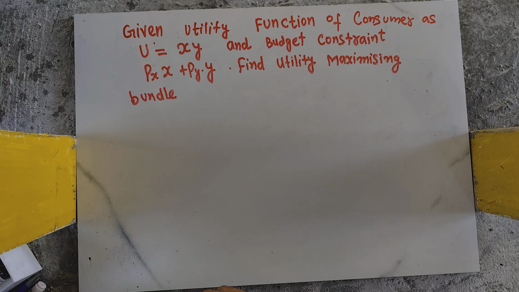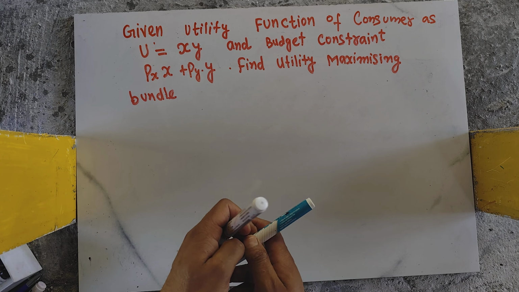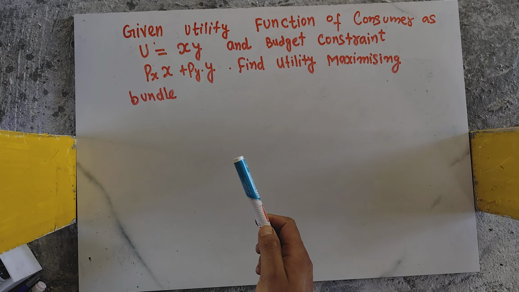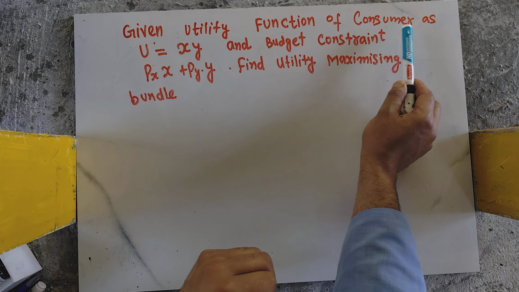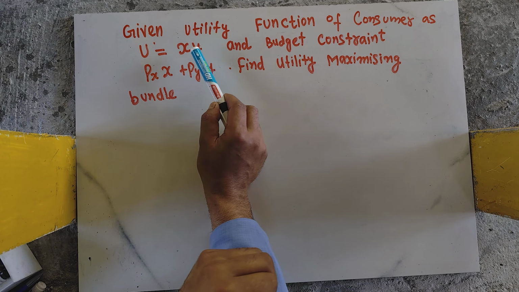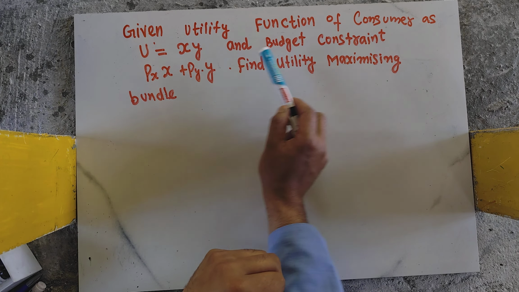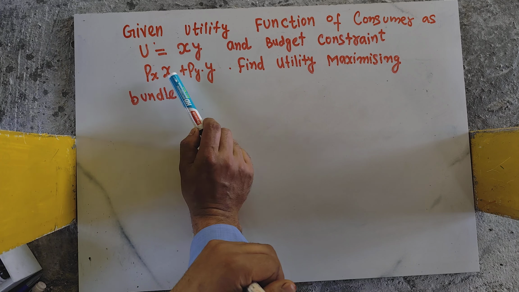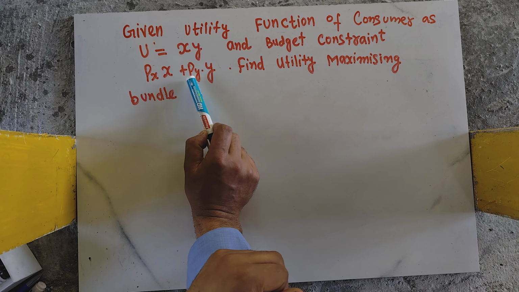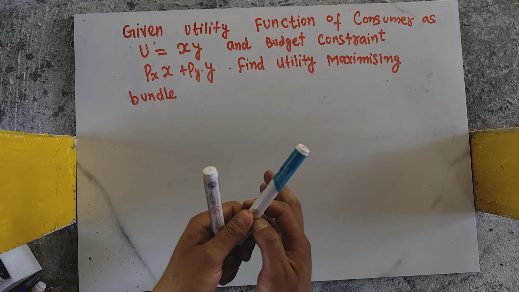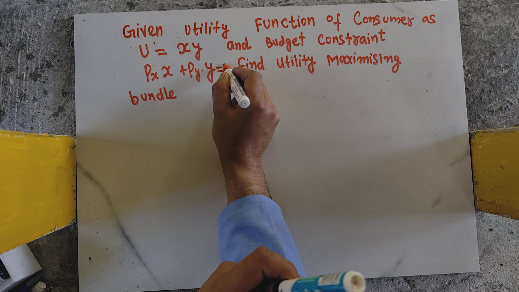In this video, we will learn how to find out the demand functions for good x and y from the given utility function and the budget constraint. The question is, given the utility function of a consumer, utility is a function of two goods which is equal to x times y, and the budget constraint that the consumer is facing, that is price of good x times units of good x plus price of good y times units of good y, and it should be equal to the income of the consumer.